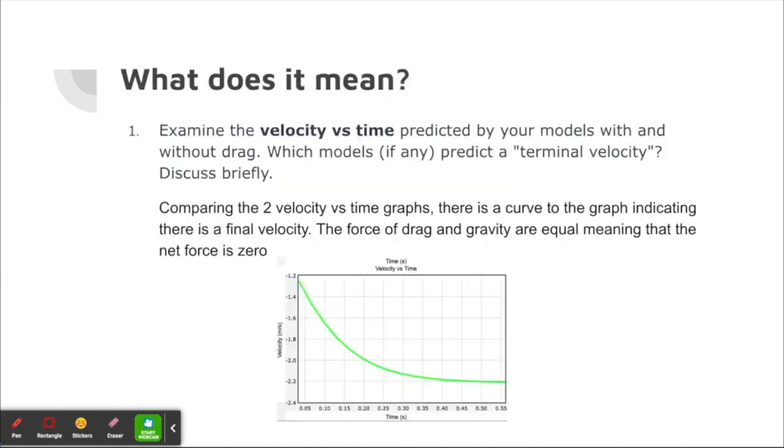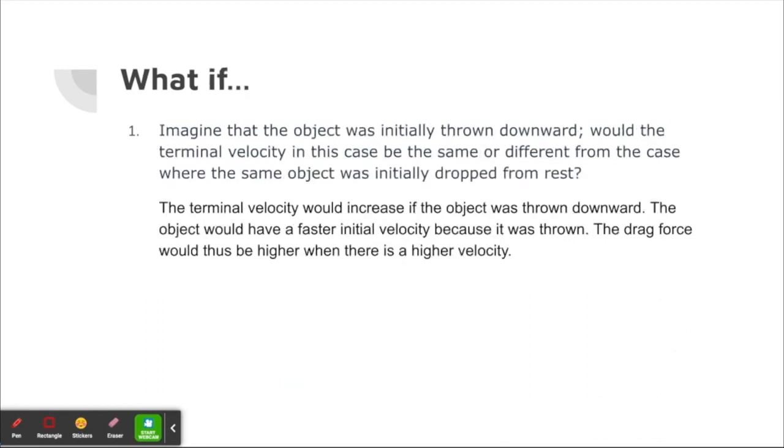So what does this mean? When comparing the two velocity versus time graphs, there's a curve that I observed in Tracker indicating that there is a final velocity, meaning an endpoint. The force of the drag and gravity are equal, meaning that the net force is zero.